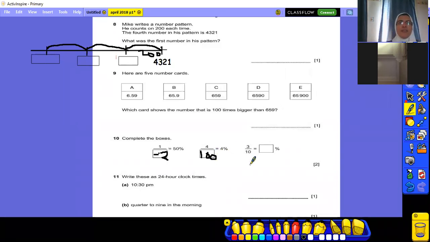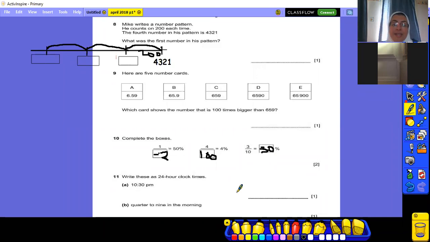How can I change the 3/10 into percent? You have two ways. Either you change the 3/10 into a decimal, 0.3, and then multiply by 100. Or make the denominator out of 100. So you multiply by 10 up and down. It will be 30/100, which will be 30%. That is the answer. Okay, thank you. Thank you, Hamza. Now let's go, guys, to question number 11.